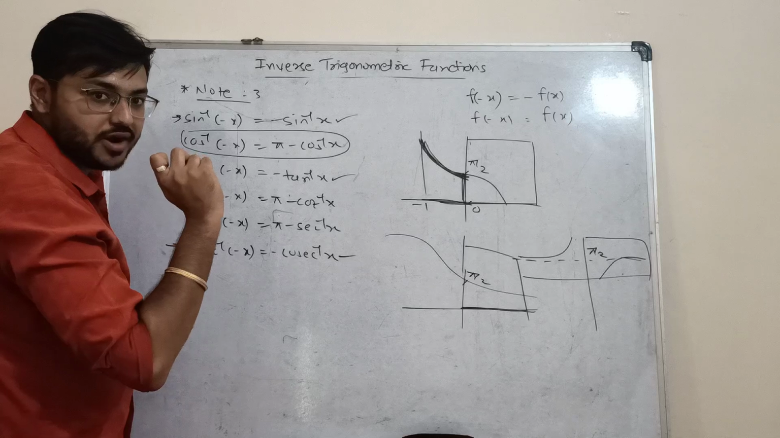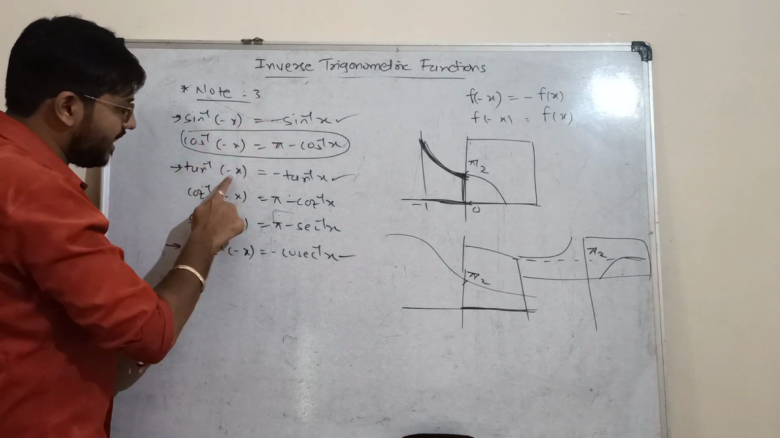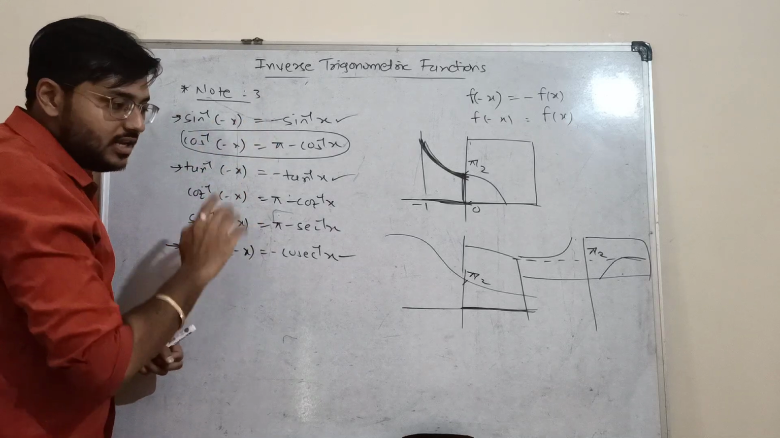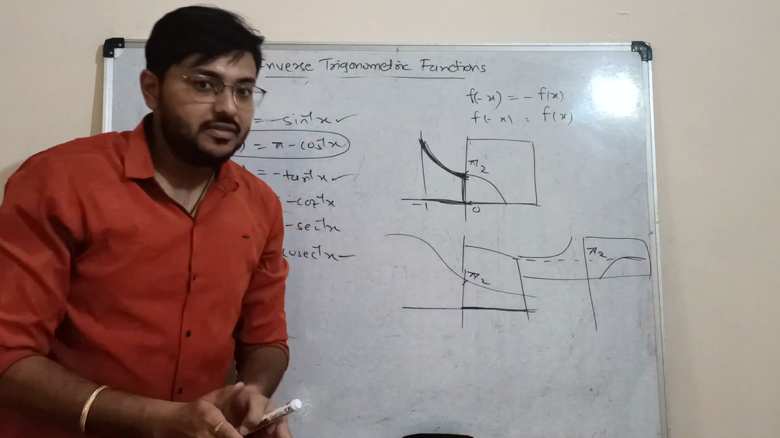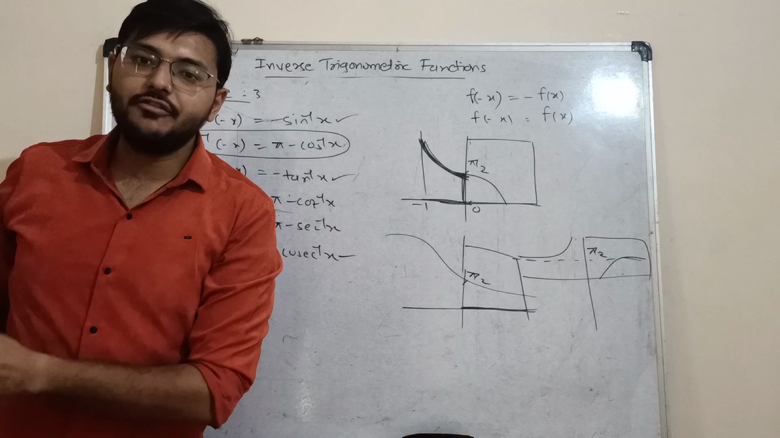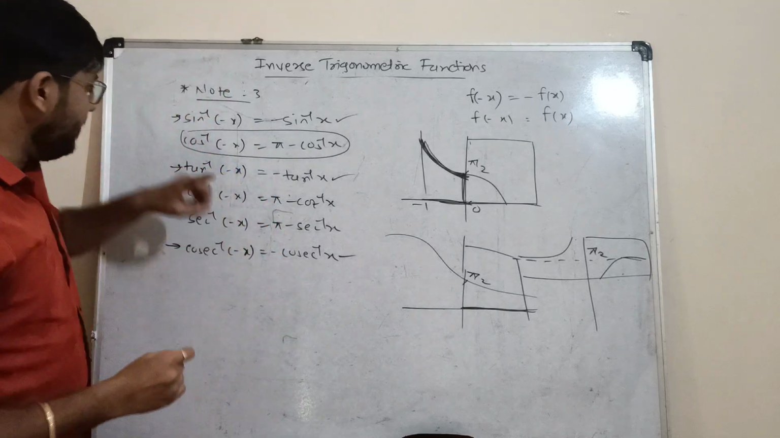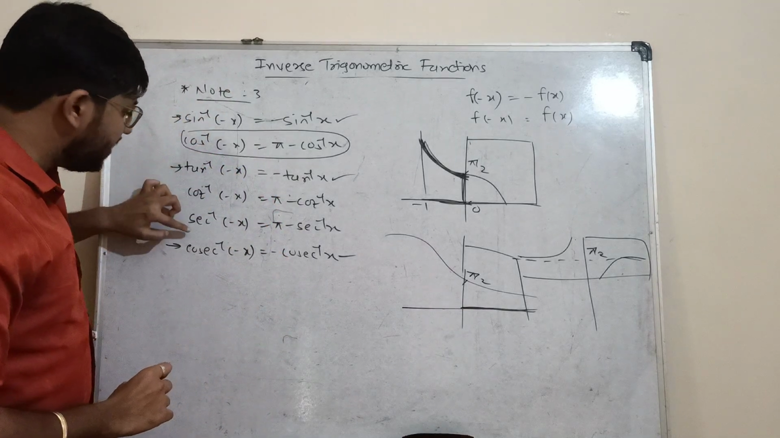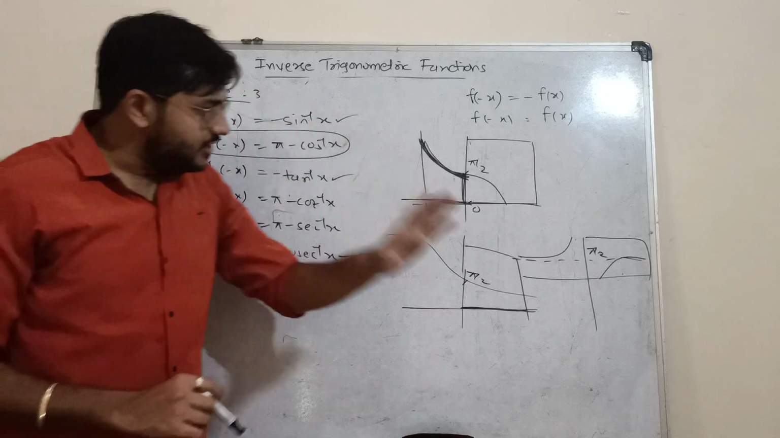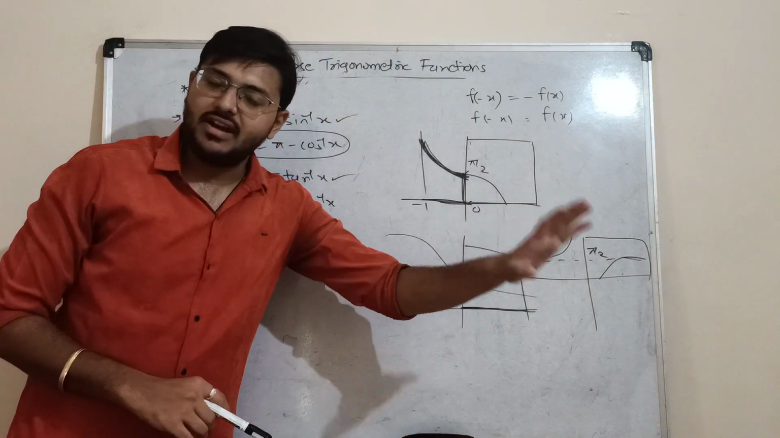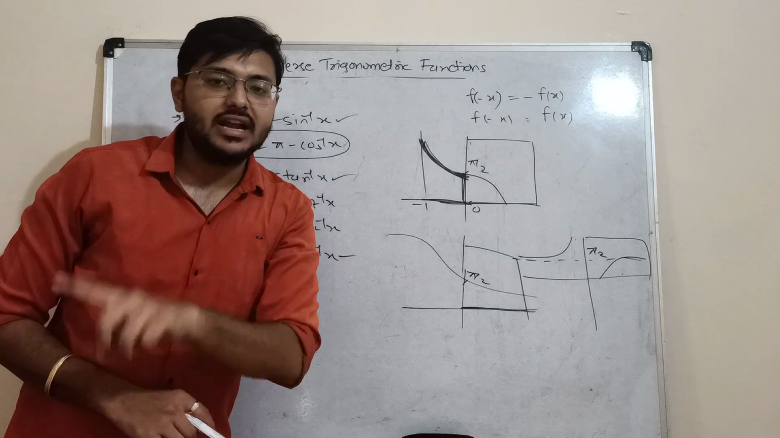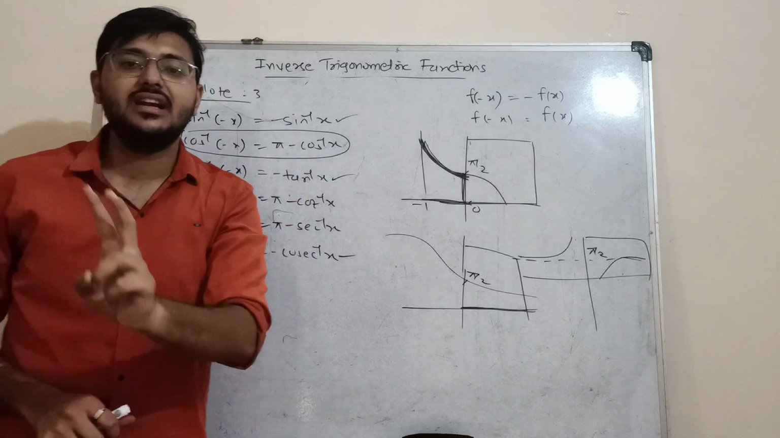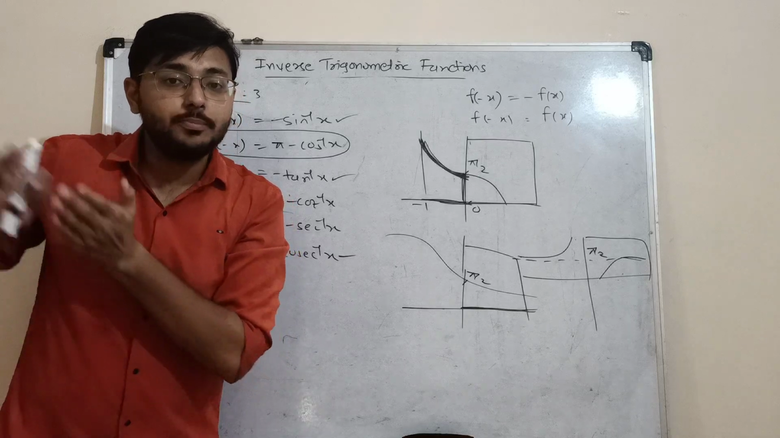Hope you understand this point. In sine inverse, in tan inverse, and in cosec inverse, a positive value of x gives a positive value of y, and a negative value of x gives a negative value of y. But whenever we talk about cos inverse, cot inverse, and sec inverse, positive values of x have the answer in the positive region. But for negative values of x, the answer lies in the second quadrant, that is pi by 2 to pi.